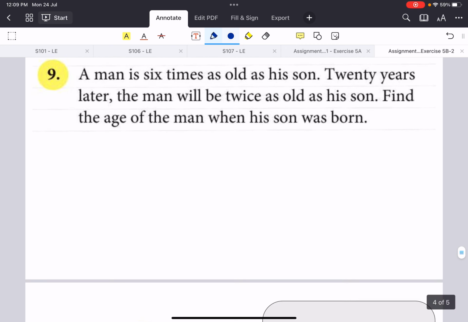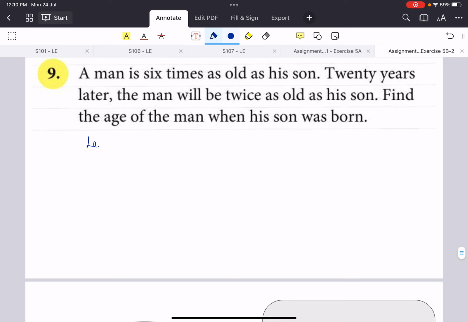Right. Final example: a man is 6 times as old as his son. 12 years later, the man will be twice as old as his son. Find the age of the man when his son was born. So we can start by defining the variable first. Let the age of the man be x years old, right? So let's start with that. The man is 6 times as old as his son. That means the son will be x over 6, right?